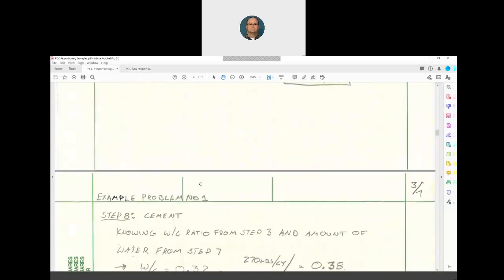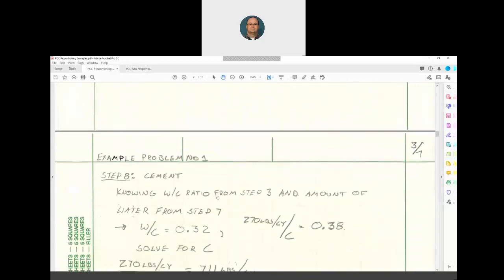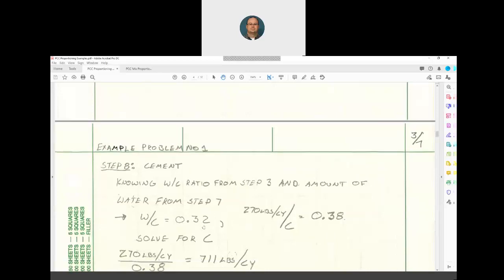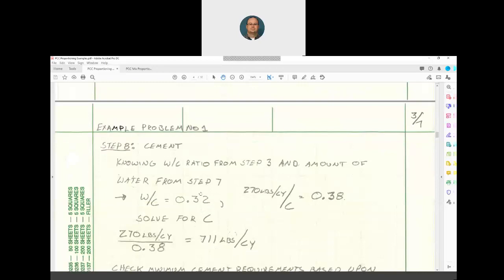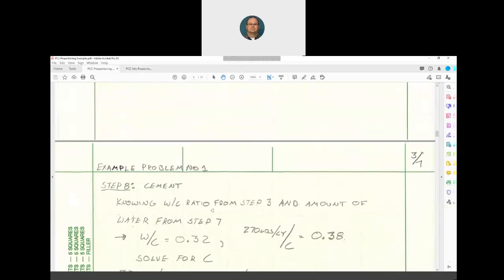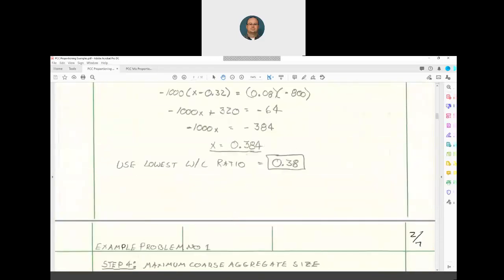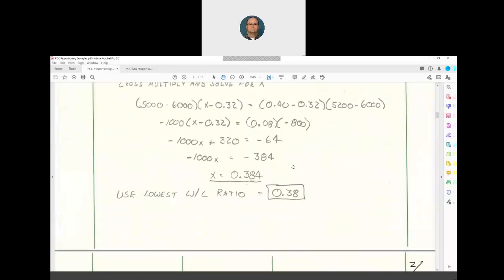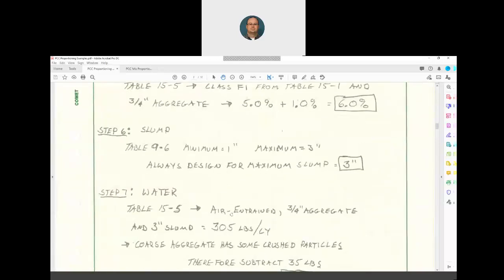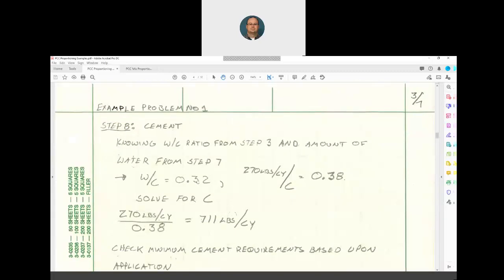Step 8, cement. Knowing the water cement ratio from step 3 and the amount of water from step 7, okay? So there's a little error right here. The water cement ratio is 0.32. Actually, I apologize. See this little 2 right here? That should actually be an 8. It's an 8, right? This is our water cement ratio. This is the lowest one of these, okay? So I apologize for that. See if you're paying attention, right? So water cement ratio equals 0.38.